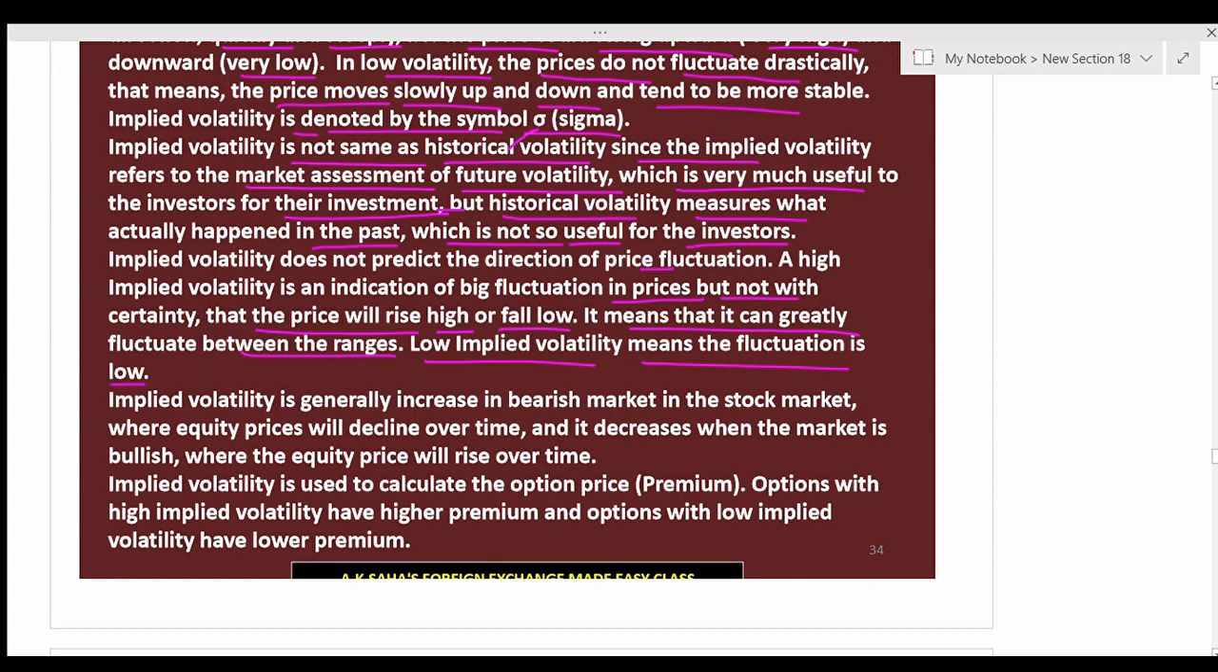Implied volatility generally increases in a bearish market of the stock market, where equity prices will decline over time, and it decreases when the market is bullish, where the equity price will rise over time. Implied volatility is used to calculate the option price, that is premium. Options with high implied volatility have higher premium, and options with low implied volatility have lower premium.